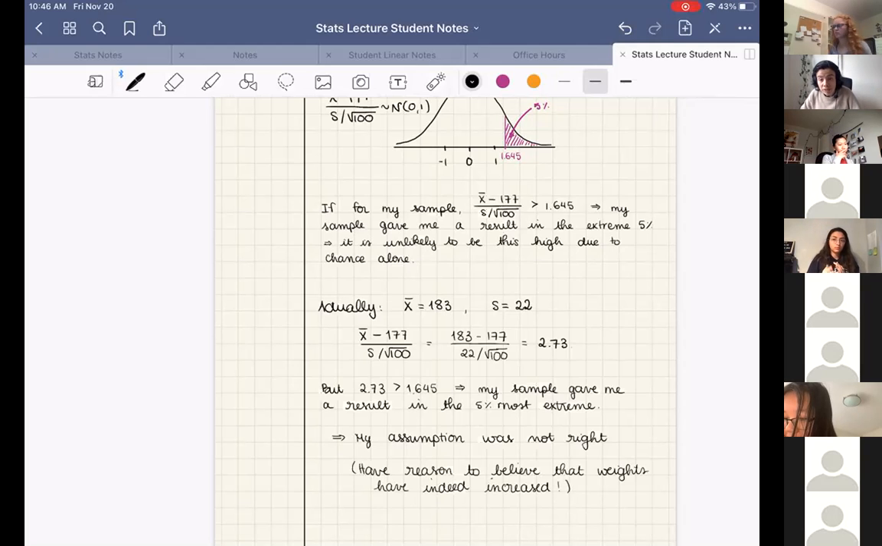Now, is it possible that I made a mistake? Yes, it is possible. It's possible that I made a mistake because it's possible that I just happened to choose a sample that contained a lot of men that were very heavy, right? That's a possibility. It's what happens with random chance. But what I have concluded here is that that is very unlikely, and therefore it is most likely that that's not what happened for me. Most likely what actually happened is that my sample was indeed coming from a heavier population.